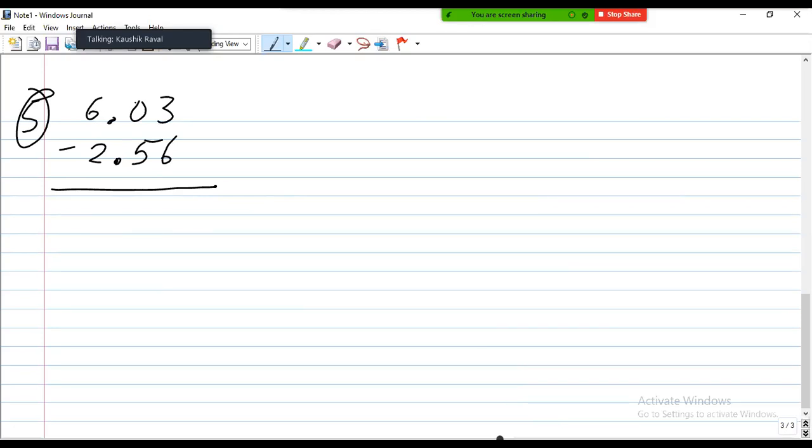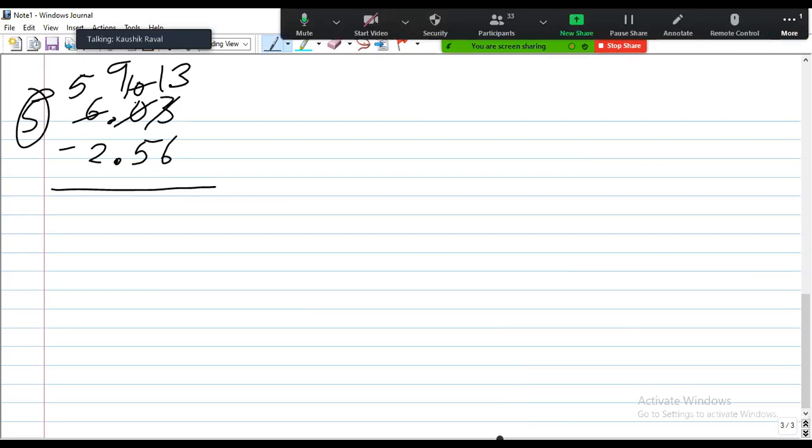Now 3 minus 6 is not possible, so we have to borrow from the next one, which is 0. We cannot borrow, so we have to borrow from 6. So 6 becomes 5, so we will get here 10. Again we have to borrow, so it becomes 9, and this 10 and 3 added, it becomes 13. So 13 minus 6 is 7, 9 minus 5 is 4, and 5 minus 2 is 3. Okay, right? Come on, try this one example on your own.